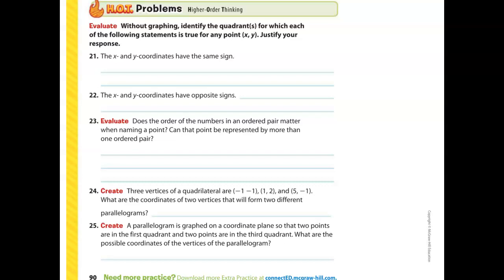Number 23, does the order of the numbers in any ordered pair matter when naming a point? Can that point be represented by more than one ordered pair? We've already asked this question a little bit. So can you just switch the numbers around and does it mean the same thing? And could you name a point in more than one way? Think about that.